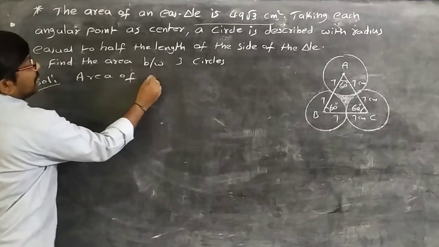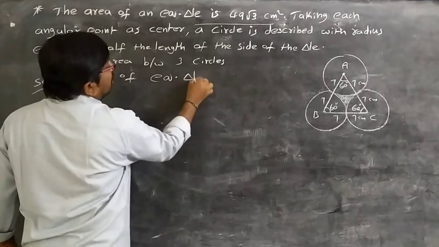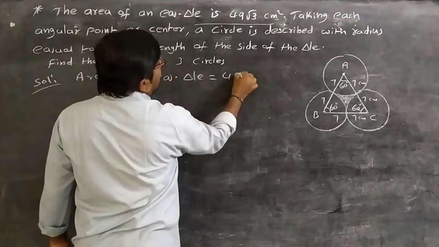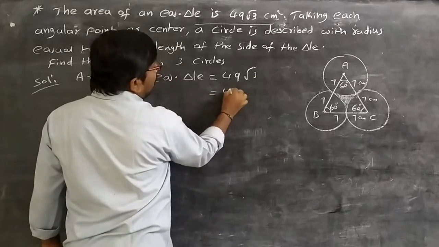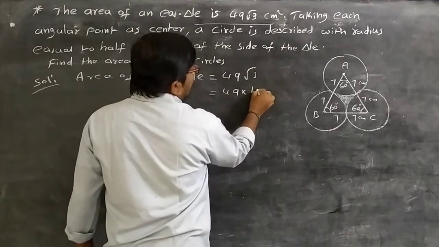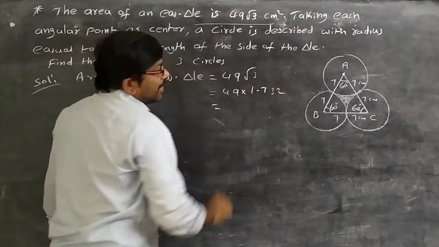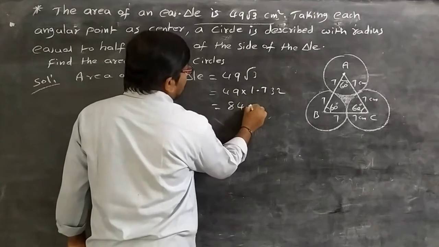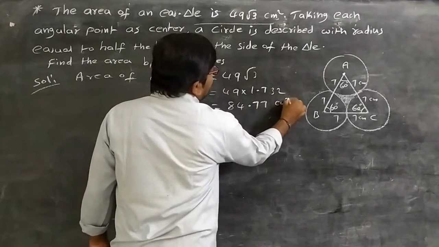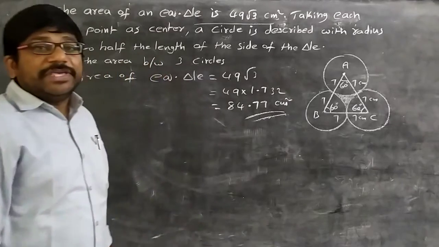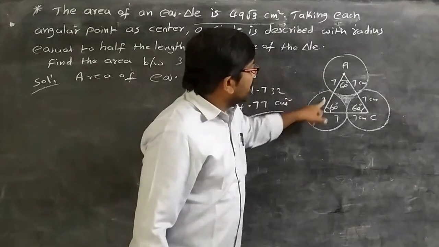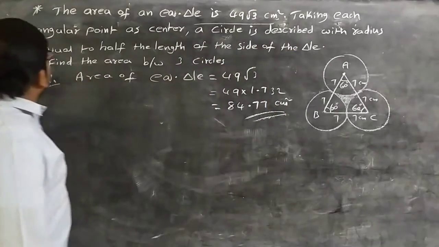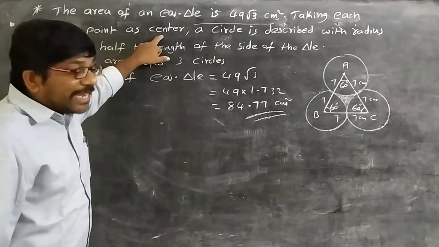Area of equilateral triangle. How much is the area of the equilateral triangle? 49 root 3, right? That is equal to 49 into root 3 value 1.732, that is equal to 84.77 centimeter square. It is the area of the equilateral triangle. Leave it. Next, taking each angular point as center.